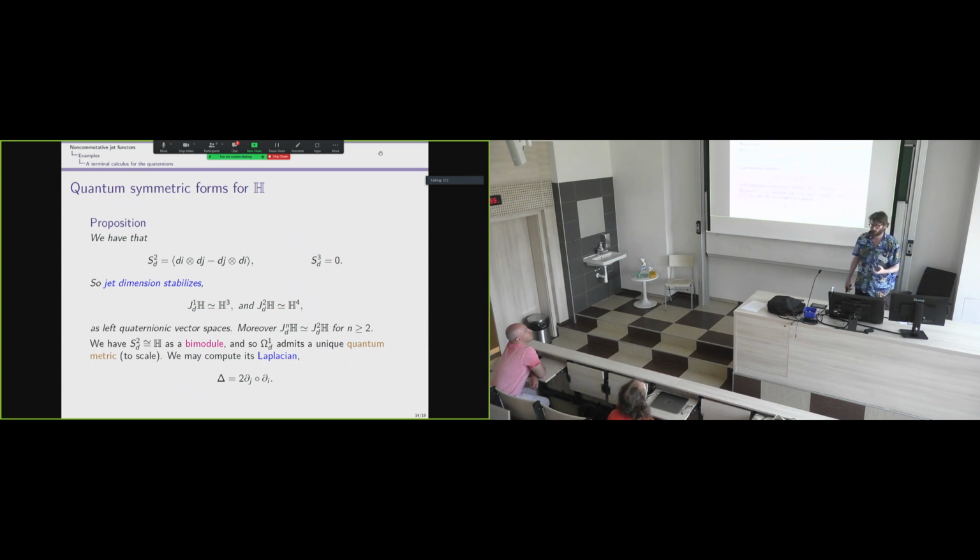Now we can do some geometry with this. And in particular, the quantum symmetric forms are antisymmetric, related to the super property that he just mentioned. So it will be di dj minus dj di. And higher order quantum symmetric forms just vanish. So we have jet dimension stabilizing. The one jet has quaternionic dimension 3. The two jet has quaternionic dimension 4. And they are obviously isomorphic to the free modules as quaternionic vector spaces.